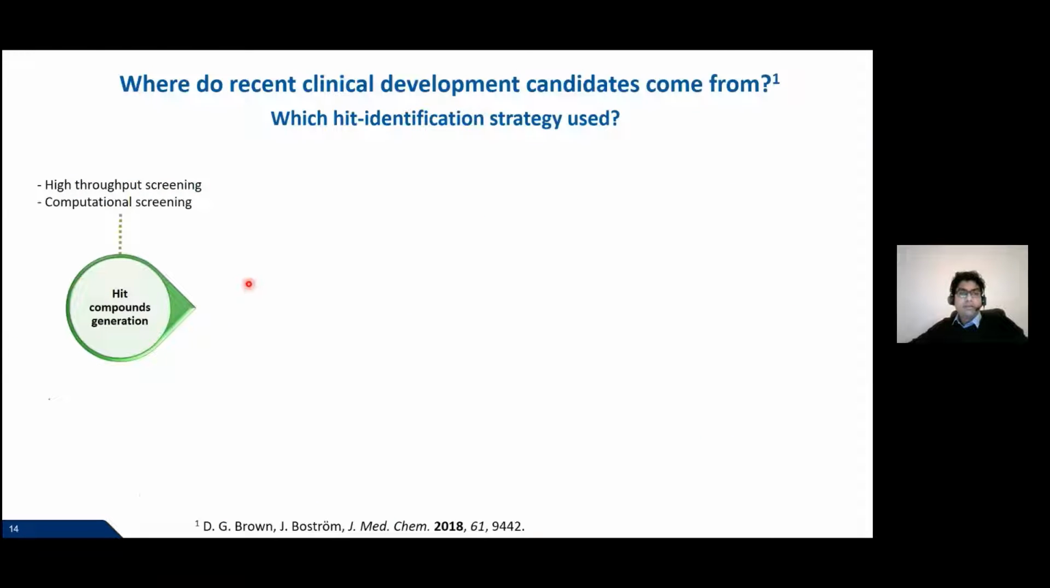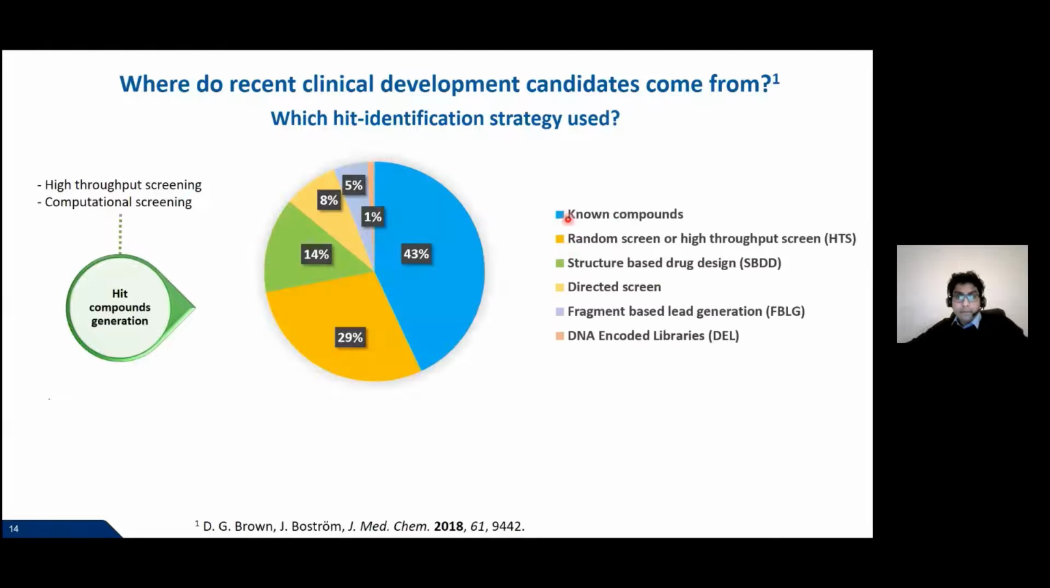So I told you about the hit compounds. Where do they come from? Usually they come from high throughput screening, where thousands of compounds are screened, or from computational screening. But where does the basic idea of the structure come from? You will be surprised that most of it comes from known compounds, known drugs. Around 43% of hit compounds come from known compounds which showed some activity in previous research. Then it goes to random high throughput screening, as I show here, where thousands of compounds are tested against the target, which is the protein.